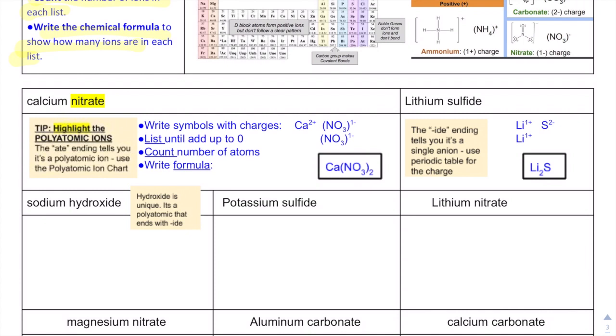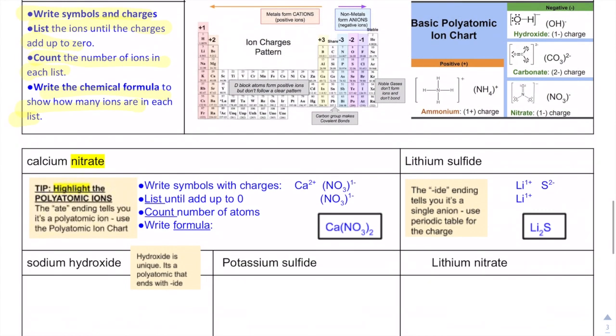So calcium nitrate. And the tip here says to highlight the polyatomic ions. The ATE ending tells you it's a polyatomic ion. And that means you're going to use the polyatomic ion chart to get the charge. So nitrate is a polyatomic ion. If it said nitride, remember the anions over here have the "ide" endings in the names. So these are all the "ides" over here in this part of the periodic table.